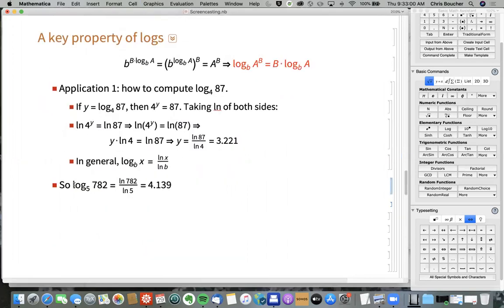So for example, if I want to compute the log base 5 of 782, so this is asking 5 to what power is 782? I don't know, but I can do this simplification here, right? It's the natural log of 782 divided by the natural log of 5. Everything there can easily be done on the calculator. I come out with 4.139.